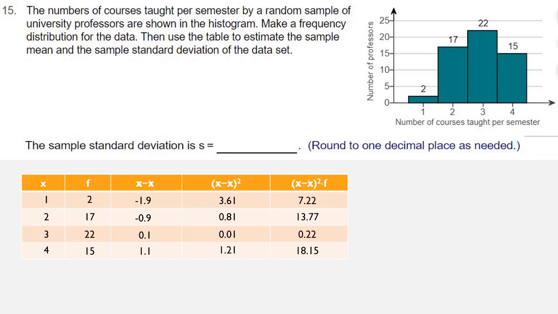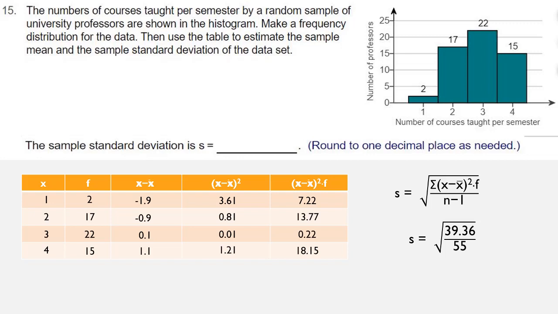Then we want to apply this formula. And the formula for the standard deviation is that s equals the square root of the sum of the x minus x bar squareds times f, divided by lowercase n minus 1. So we need to add up the last column of our table because that's the numerator of our fraction. So when we add up the last column, we get 39.36, and little n is 56.